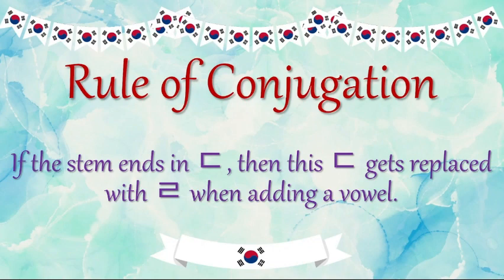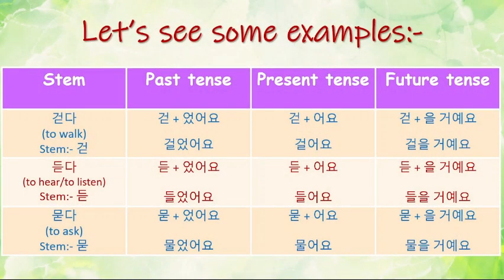Now the rule is, if the stem ends in tigit, then this tigit gets replaced by lir when adding a vowel. The rule is very simple. अगर आपका जो verb stem है, वो tigit से end हो रहा है, तो tigit को कौन रिप्लेस कर देगा? lir. When you are adding a vowel to the stem, remember this condition. So let's see some examples to understand more clearly the irregular conjugation rule in case of tigit irregular.